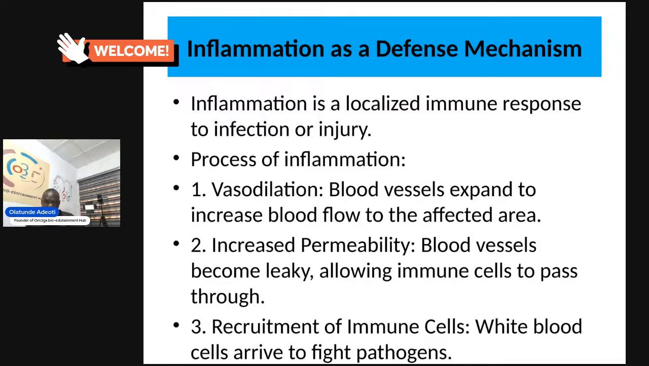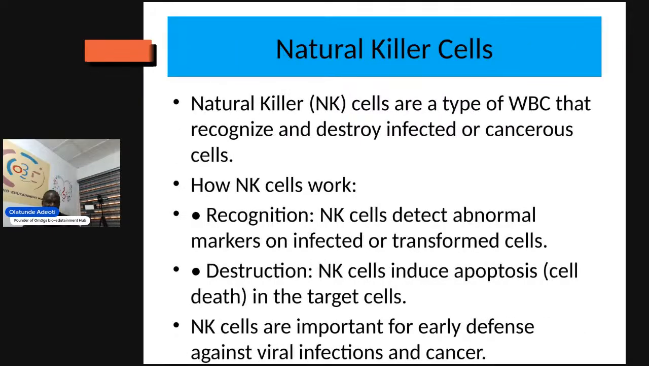The first thing is that there is going to be vasodilation. That is, the blood vessel is going to expand and blood flows to the affected area. Another thing under inflammation is increased permeability, which allows the blood vessel to become leaky and allows the immune cells to pass through. Then the last stage of inflammation is recruitment of the other parts of the immune cells, in order to eliminate the enemy.